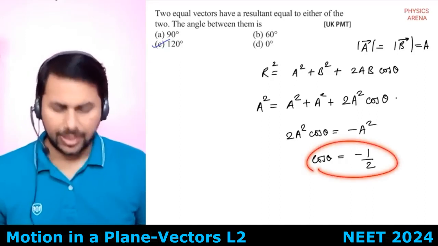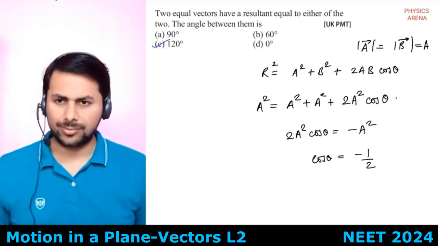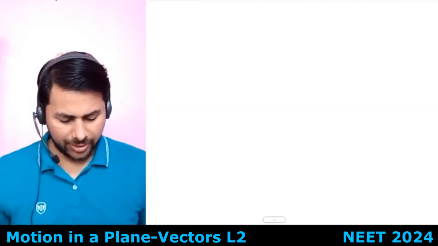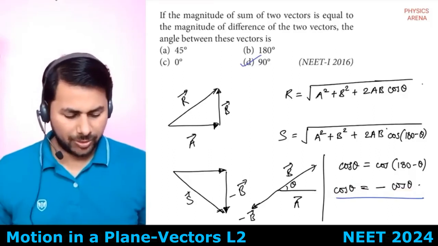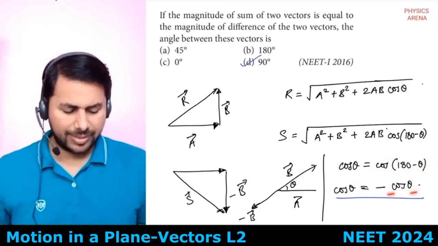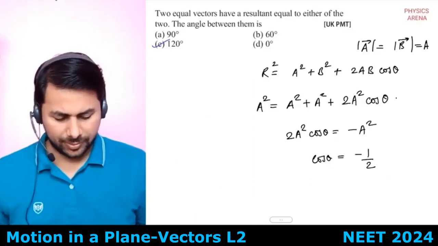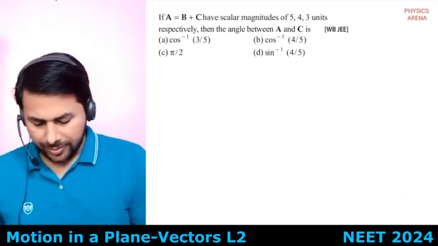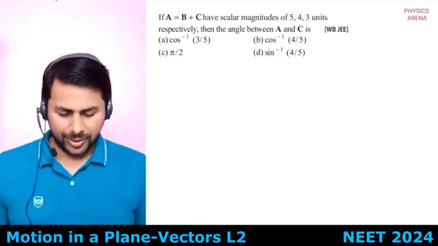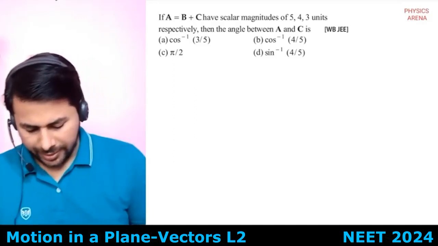So this thing you know, right? How to convert this? Cos of theta is minus half. So theta must be 120. This you know, right? We use this formula only. Which formula? Cos of 180 minus theta is equal to minus cos theta. Okay? Yes, sir. Because cos 60 is half. Alright. Let us see next one.